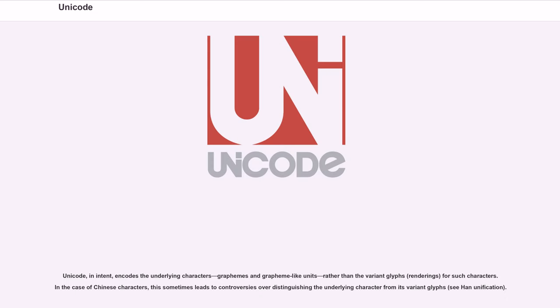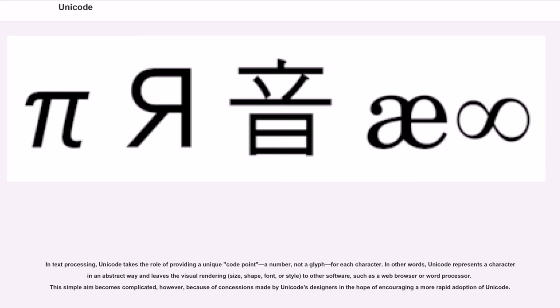Unicode, in intent, encodes the underlying characters, graphemes and grapheme-like units, rather than the variant glyphs, renderings, for such characters. In the case of Chinese characters, this sometimes leads to controversies over distinguishing the underlying character from its variant glyphs, see Han unification. In text processing, Unicode takes the role of providing a unique code point, a number, not a glyph, for each character. In other words, Unicode represents a character in an abstract way and leaves the visual rendering, size, shape, font, or style, to other software, such as a web browser or word processor.